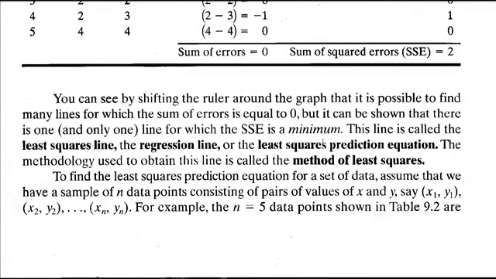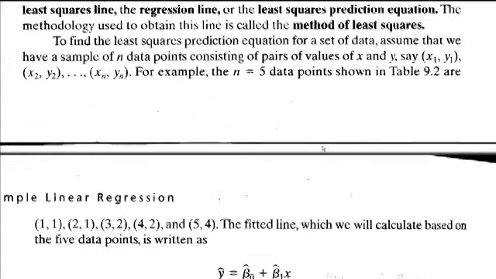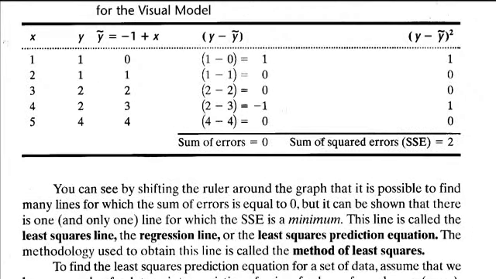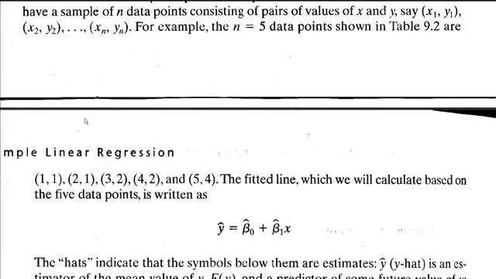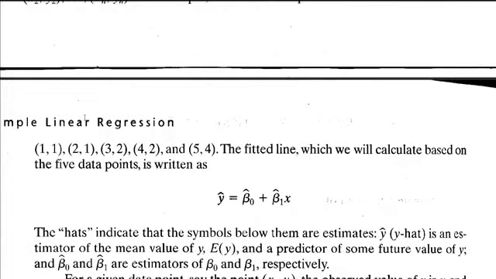To find a least squares prediction equation for a set of data, assume that we have a sample of n data points consisting of pairs of x and y values, say x1, y1, all the way up to xn, yn. For example, the n equals 5 data points shown in table 2 are 1, 1; 2, 1; 3, 2; 4, 2; 5, 4. The fitted line, which we will calculate based on the 5 data points, is written like that.